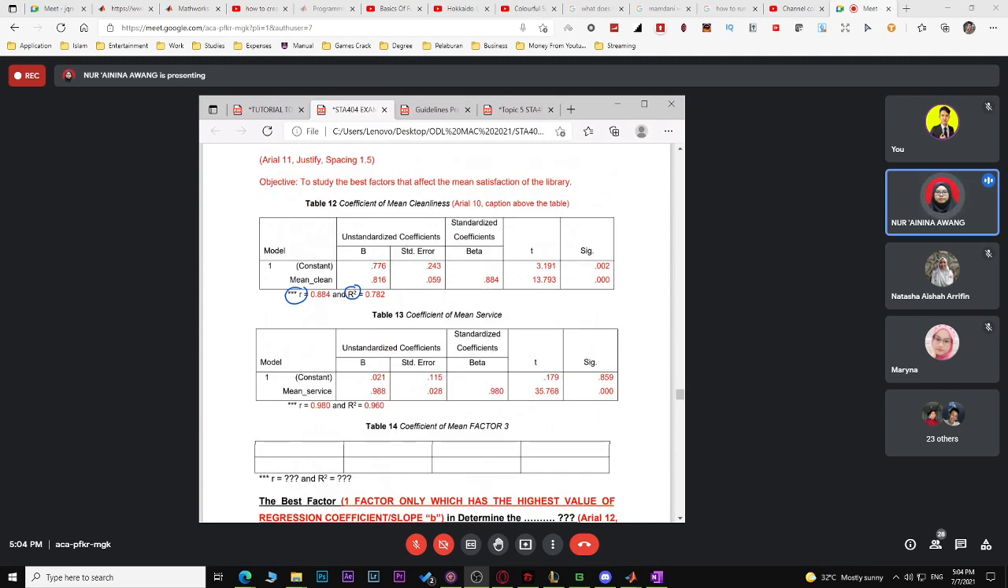So kalau you nak buat yang scatter plot tu, you nak tengok the relationship between scatter plot tu, you buat dulu table ni for each factor.